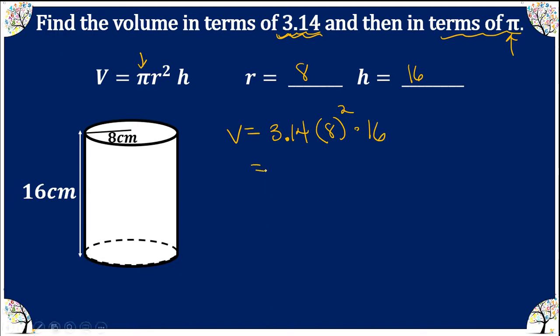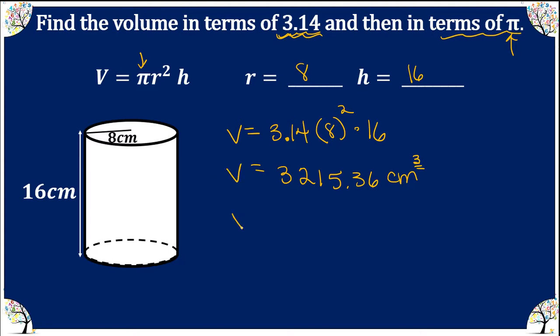Now I'm going to use my calculator, but I am not going to use the pi button on my calculator. I'm going to type in 3.14 times 64 times 16. And our volume is 3,215.36. And this was centimeters cubed. So anytime we're talking about volume, our unit is cubed.